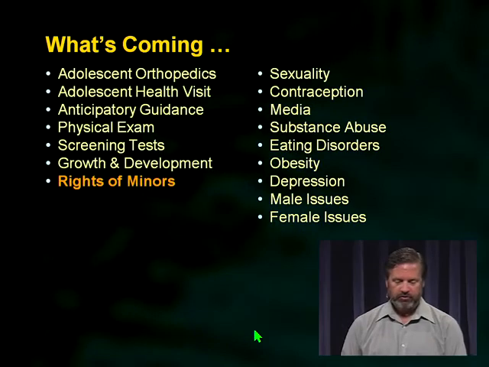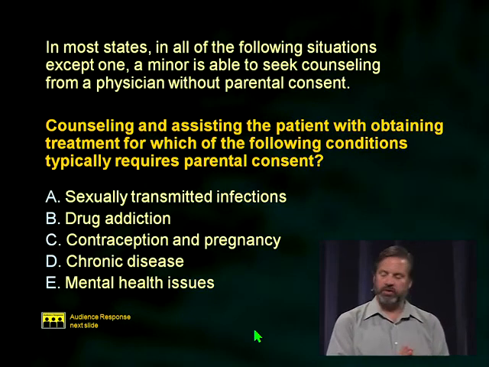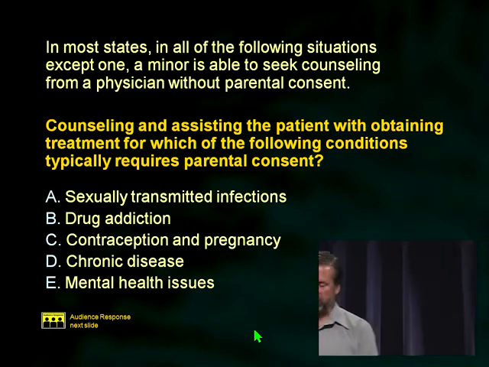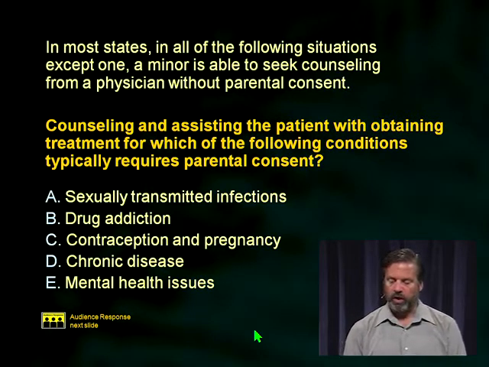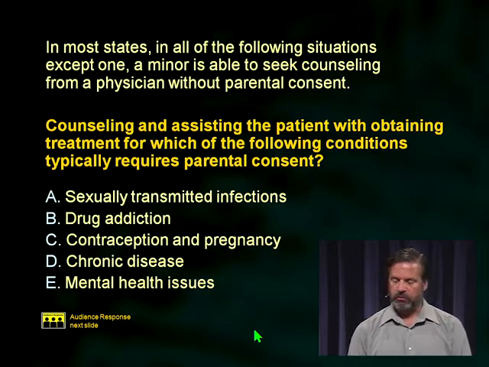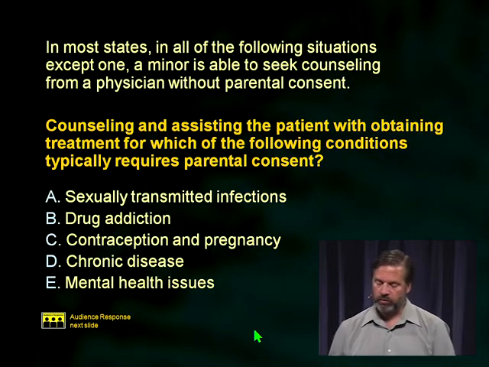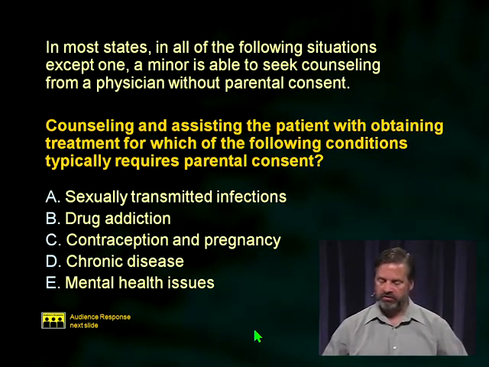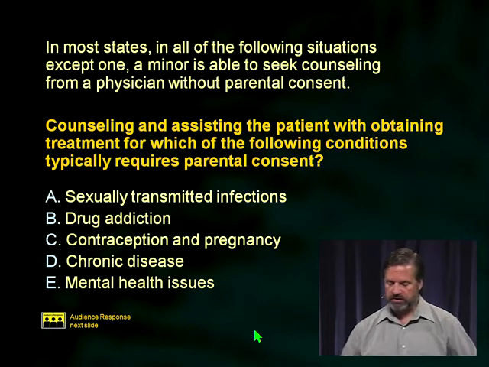So the rights of minors, we're going to talk a little bit about what rights minors have, and you need to be pretty familiar with this. So let's start out with a question. In most states, in all of the following situations except one, a minor is able to seek counseling from a physician without parental control. Counseling and assisting the patient with obtaining treatment for which of the following conditions typically requires parental control? Is it A, sexually transmitted infections, B, drug addiction, C, contraception in pregnancy, D, chronic disease, or E, mental health issues?